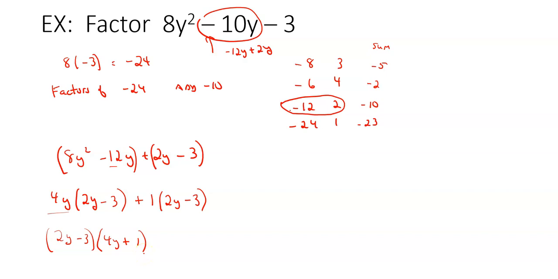Don't forget to put that 1 and remind yourself somehow that when you factor a 2y minus 3 out of a 2y minus 3, it doesn't just disappear. When you divide it by itself, it becomes 1. All right, and this is my answer.